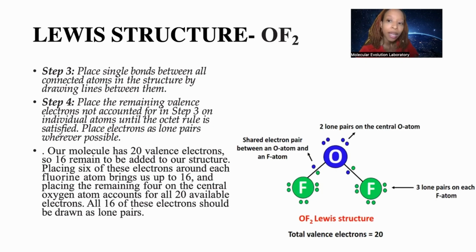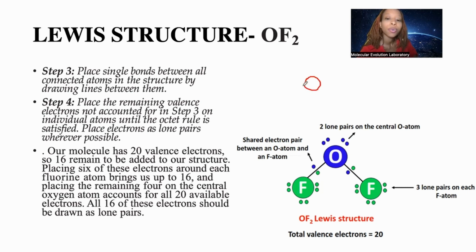So in constructing a Lewis structure for oxygen difluoride, you would place single bonds between all connected atoms in the structure by drawing lines between them. Then place the remaining valence electrons not accounted for in the previous step on the individual atoms. So you would have to identify the atom that would be the center first.